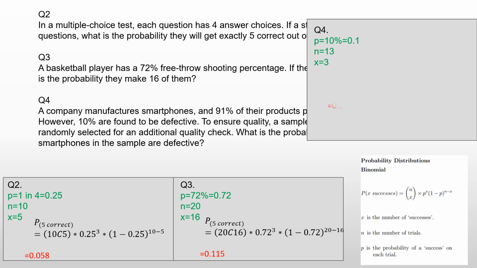So you just put that in the formula then. 13, we're choosing 3, times the probability of defects, which is 0.1, to the power of the number of defects, which is 3, times the probability of not a defect, which is 1 minus 0.1, to the power of 13 minus 3. You get 0.142. Right? That's your answer.